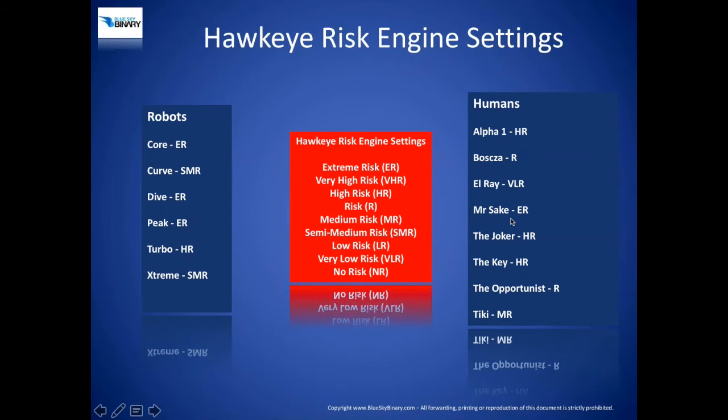Mr. Saki, the very popular provider, there we would go with ER, which is immediate replication. We had a win rate of about 71% over the last 2.5 weeks, and because he fires signals on these extreme spikes, it does make sense to get in ASAP. The Joker would be HR, the high risk setting. The Key also HR. The Opportunist, slightly lower risk, so just go with R. And with Tiki, we would suggest the MR setting to get the most out of his signals.